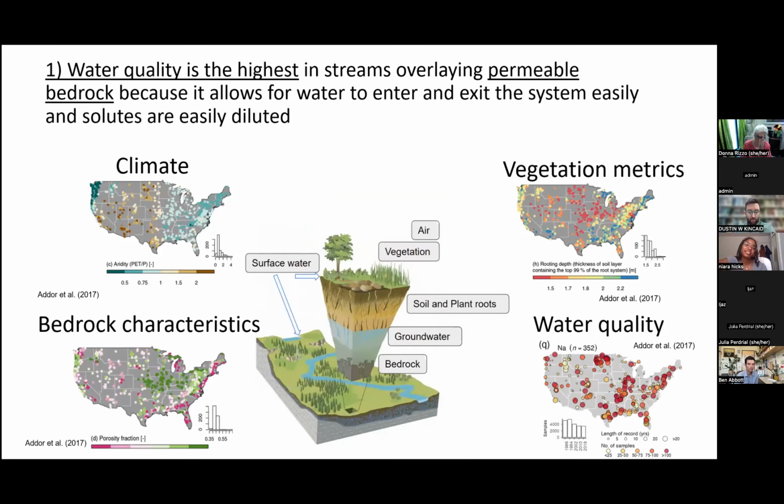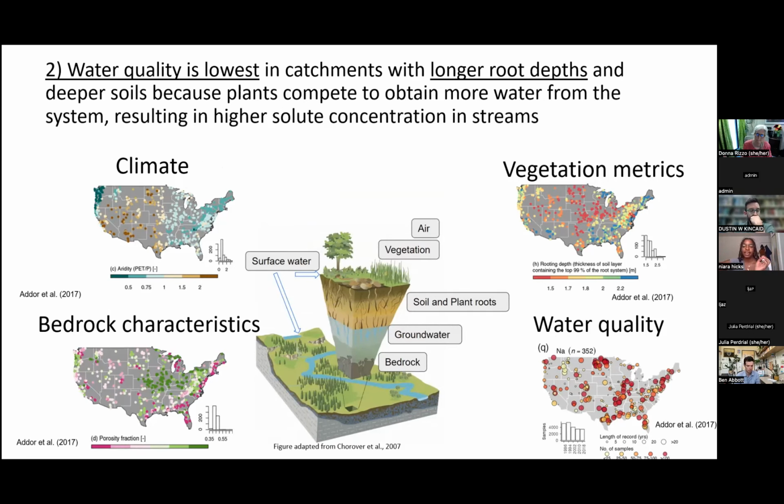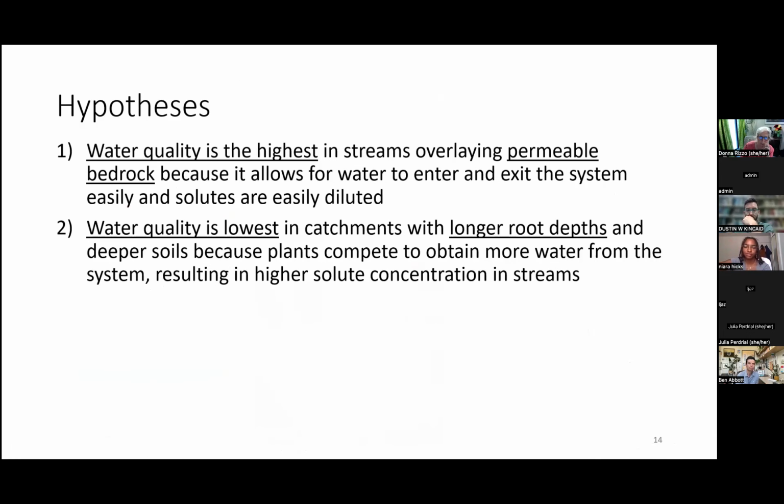And so my first hypothesis is that water quality is higher in streams that are over rocks that are more permeable, that allow more water to run through them easily, because it allows for more water to enter and exit the system, which will flush out solutes more easily. And then my other hypothesis is that water quality is lower in watersheds where the plant roots are longer, because plants compete to obtain more water from the system, and that results in there being more solutes in the streams because the plants are taking a lot of the water from the system. So those are those two hypotheses.